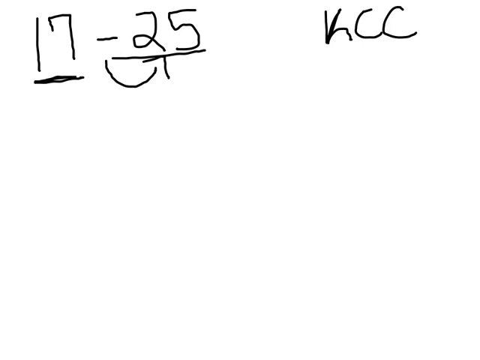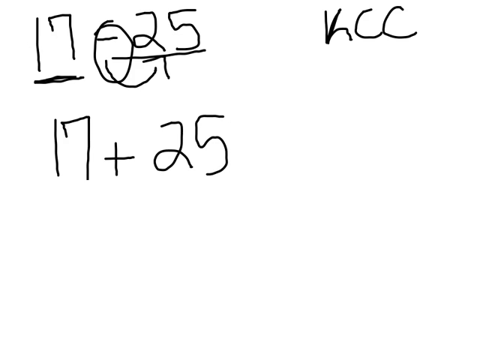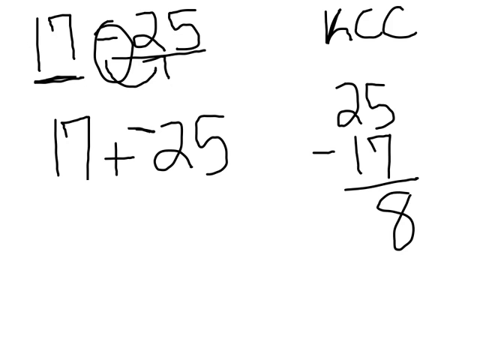Keep, change, change means that I leave 17 alone. So I'm just going to rewrite it below. Change means to change the subtraction sign to an addition sign. And the last change means to turn this 25 into a negative. Now, all I have to do is find the difference, just like I did in my last problem. So I'm going to take 25 and I'm going to subtract 17. 25 minus 17 is going to leave me with 8.